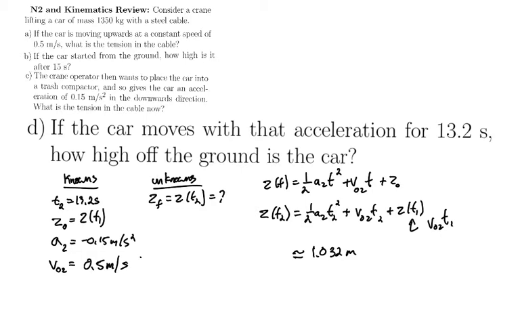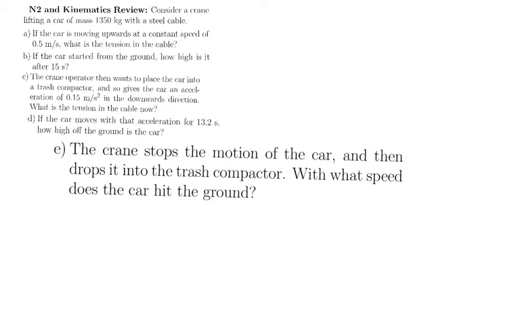So the car started initially moving upwards with this velocity. I gave it a negative acceleration for 13.2 seconds, and it ended up that it is only 1 meter off the ground in the end. So the final question I have to answer is, the crane stops, so it's accelerating downwards, and then I stop the car, so it's stationary for a second, and then we drop it into the trash compactor, and what speed does the car hit the ground?